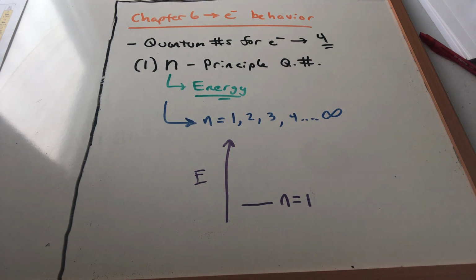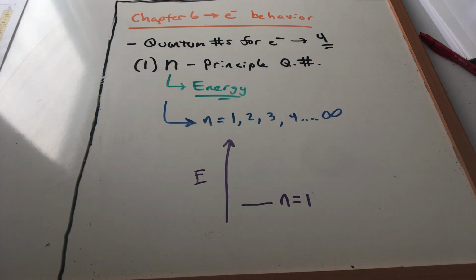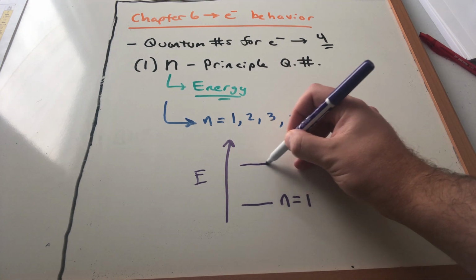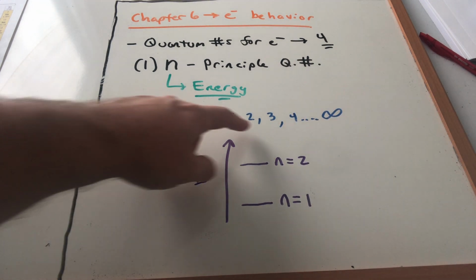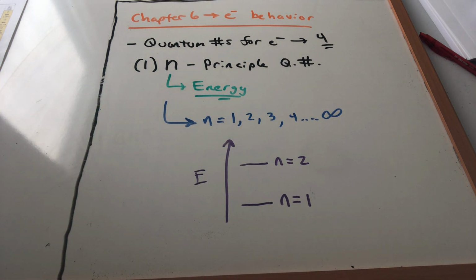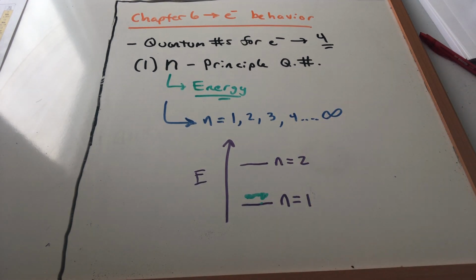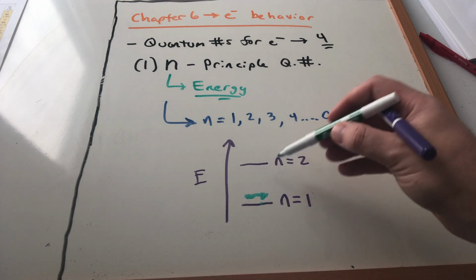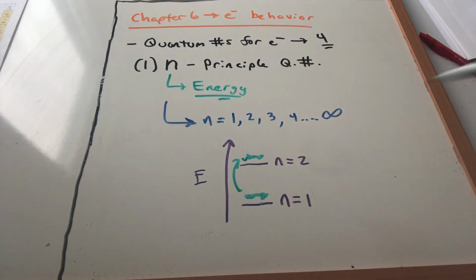It's the lowest n, so it's the lowest energy, and we write it down at the bottom of this arrow, right? The n equals 2 energy level is going to be somewhere above that. It's a higher quantum number, so it's a higher energy. Okay, so electrons can be here, and they can occupy this state and have this energy. And then they can magically bump up here, right?